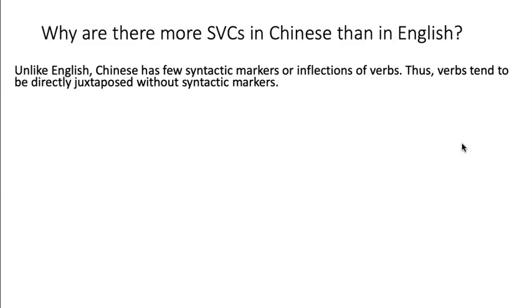The reason for that is, unlike English, Chinese has few syntactic markers or inflections of verbs, meaning there aren't any conjugations or changes of the forms of verbs depending on tense, or number of the subjects, or the gender of the subjects, unlike in some European languages. And because of the lack of any changes or forms or inflections of the verbs, verbs tend to be directly juxtaposed without any syntactic markers.